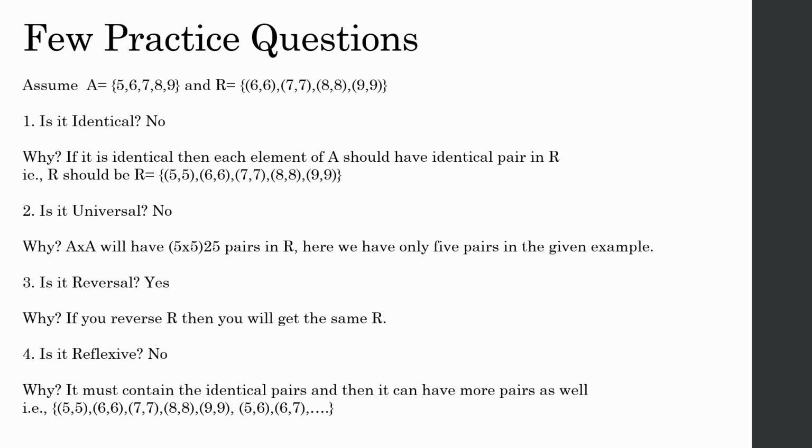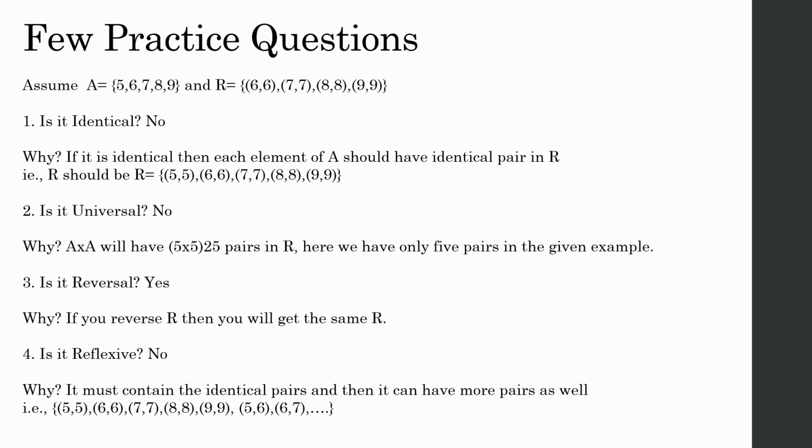Is it universal? No. Why? In universal, A cross A will yield, since it has 5 elements, 5 cross 5, which will yield 25 pairs in the result set R. Whereas in the given question we have only 8 elements. Hence, it is not universal.